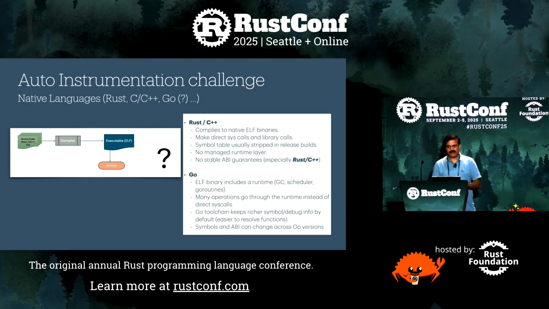Go somewhat sits in between managed languages and Rust and C++. It compiles to ELF binaries, but it also has a rich runtime with garbage collectors, scheduling, and goroutines. So there is information in the binary which can be leveraged for auto instrumentation in the case of Golang, but that's something which is missing for Rust and C++. And that's one of the reasons auto instrumentation for Golang is a bit more advanced as compared to Rust and C++. If you go to the OpenTelemetry repo again, you'll see lots of work already happening for auto instrumentation of Golang, and that's one of the reasons why it's there.